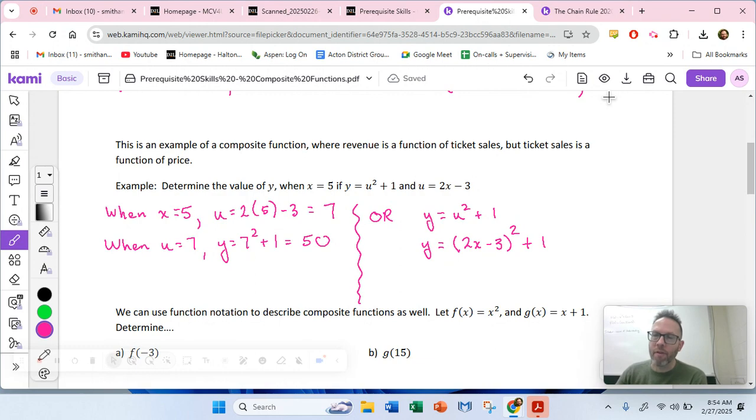I'll do that off to the side here. But you can see we're just going to get the exact same answer, because we're going to have 2 times 5 minus 3. We're going to square that, and then we're going to add 1. It's essentially the same math we did before. It's just we're putting it all in one function. So 10 minus 3 is 7, squared is 49, plus 1, so Y equals 50.